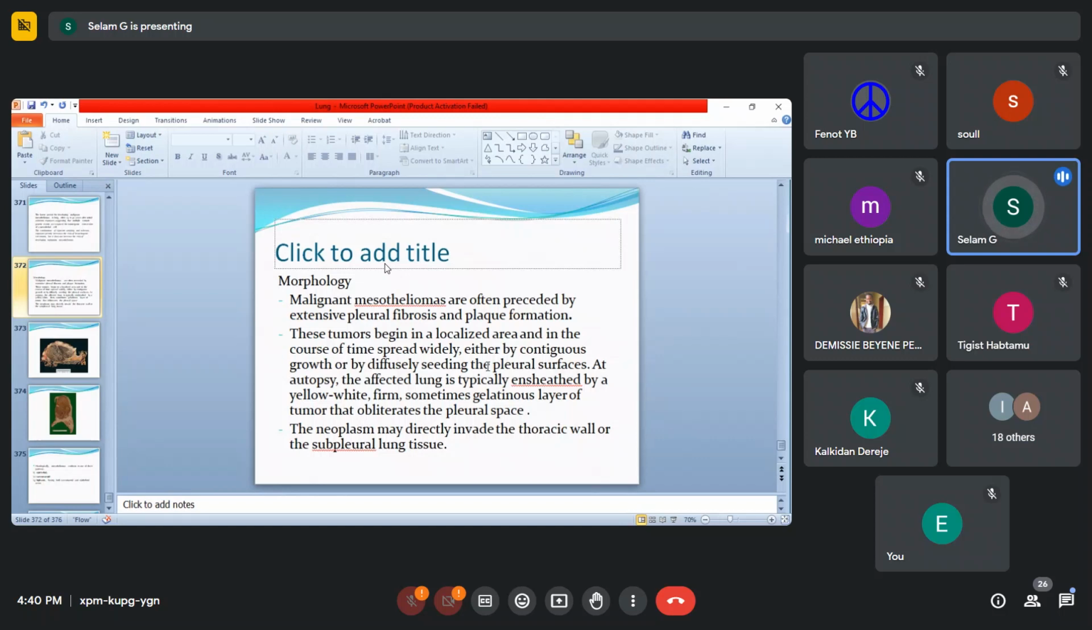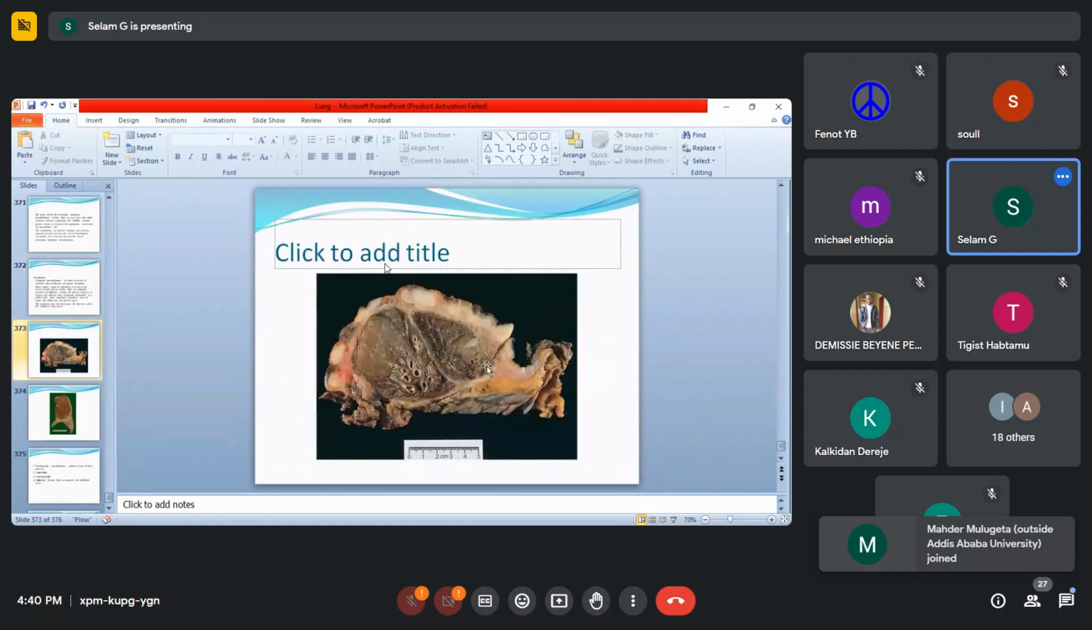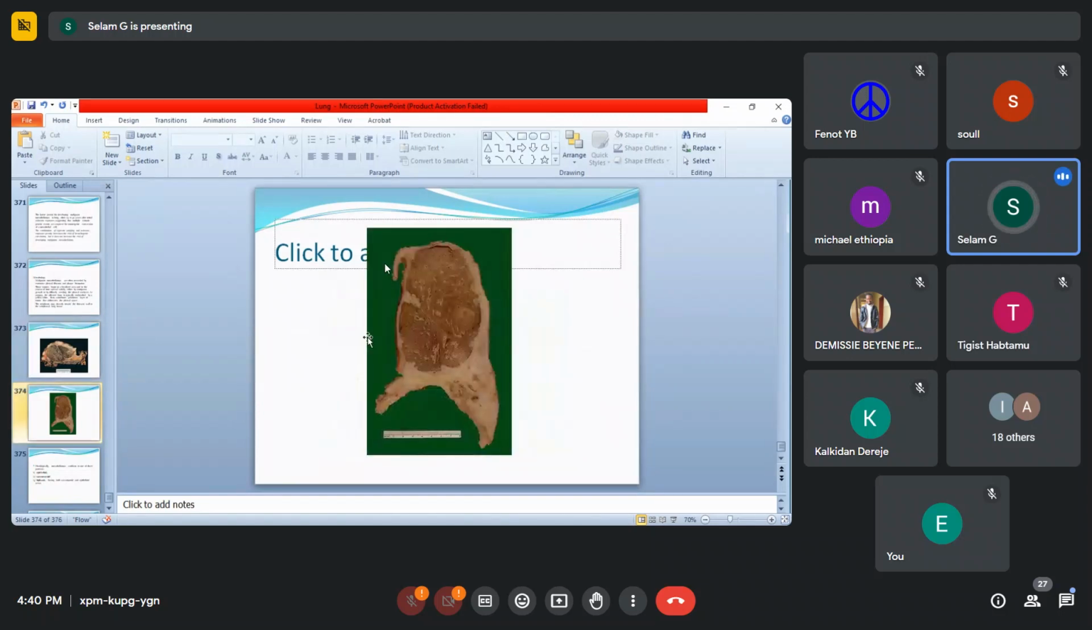And the neoplasm may directly invade the thoracic wall tissue. So you see, it occurs in the pleural surface and it may encase and enclose the lung overall by seeding that cavity. It affects the entire lung.